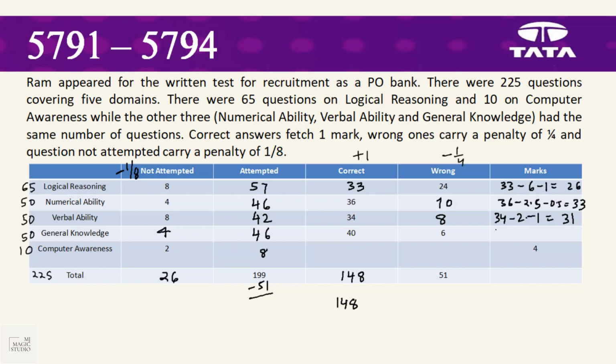Now in general knowledge, 40 minus 6 by 4, 3 by 2, 1.5, and 4 minus half again 2, that is 38. And we know that here score is 4. 148 minus 33, 36, 34 and 40 will give us 5. So here wrong were 3. 26 plus 33 plus 31 plus 38 plus 4, that is 132.